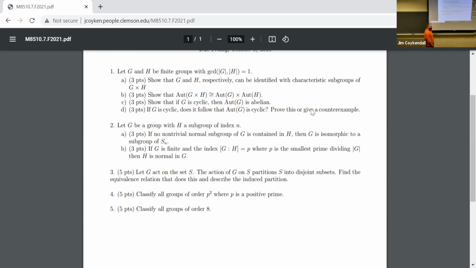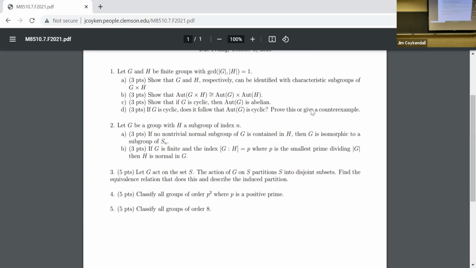And B, you all remember this old chestnut. We talked about this in class, and I'm sure you've heard before. If you have a group G and it's got a subgroup of index 2, it's always normal, right? That's kind of an old chestnut. Here's a generalization of this. If G is a finite group and it's got a subgroup of index P where P is the smallest prime dividing the order of G, then it's normal, right? That's kind of a nice generalization.